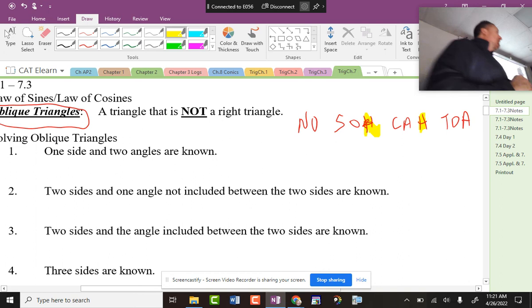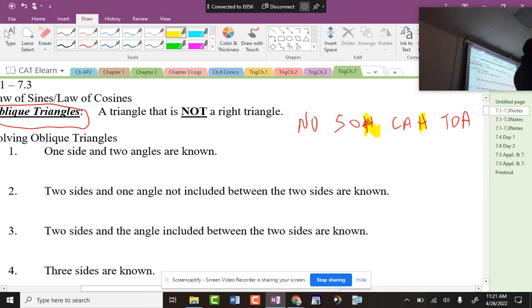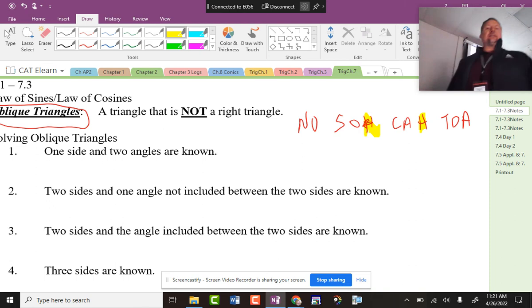If you don't have a right triangle, you don't have a what? Starts with an H. 3, 2, 1, go. Hypotenuse. So how could you use SOHCAHTOA in that case? So you need something different.